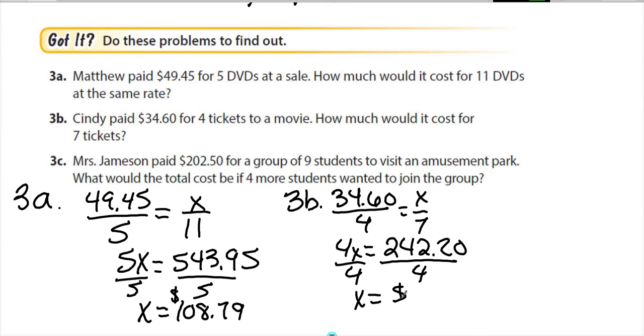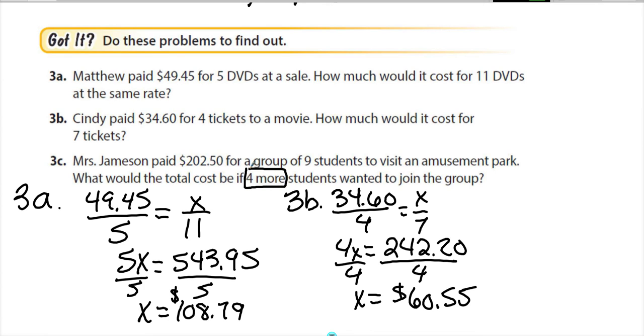So $60.55. Okay, and then letter C says Mrs. Jameson paid $202.50 for a group of 9 students to visit a museum park. What would the total cost be if 4 more students wanted to join the group? Okay, there's a little key word in there. 4 more students, not just 4 students, 4 more.